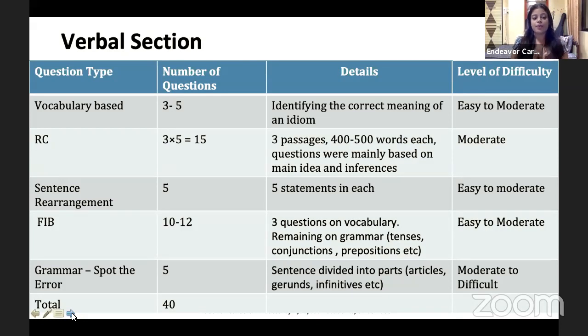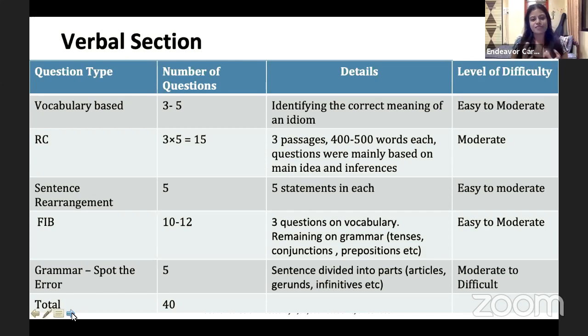Now coming to grammar or spot the error. Error detection questions. There were 5 in the paper. The sentence was divided into multiple parts, and you had to find or spot the error in either of the parts. This, we have been told, was a little difficult.